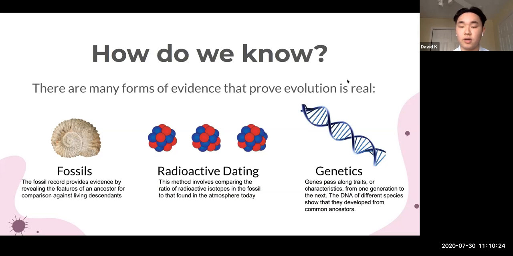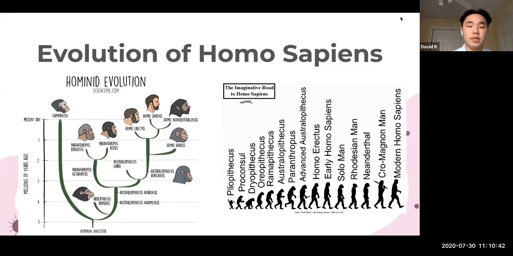This is one of the stronger pieces of evidence that we have. We know that genes are passed from one generation to the next. The DNA of the different species shows that they all have common ancestors. So here is an example of the human race and how we have evolved from the apes and monkeys of hundreds of thousands to millions of years ago.